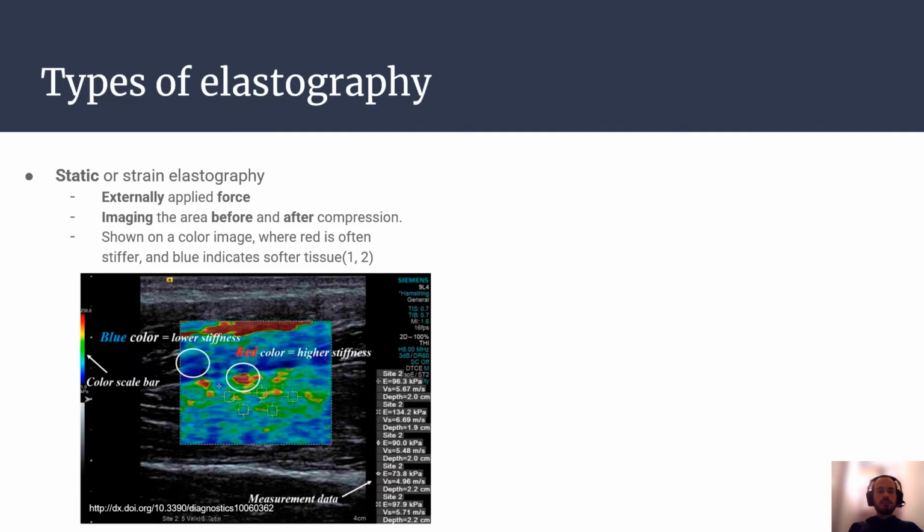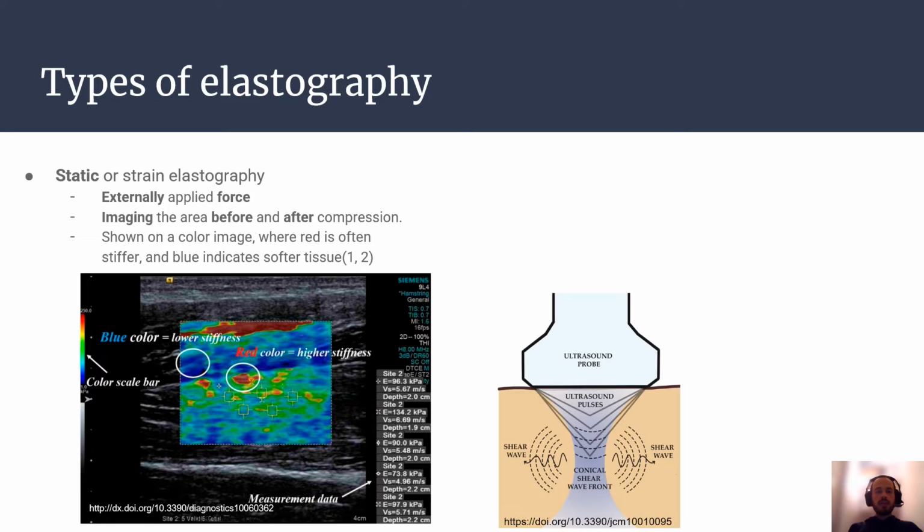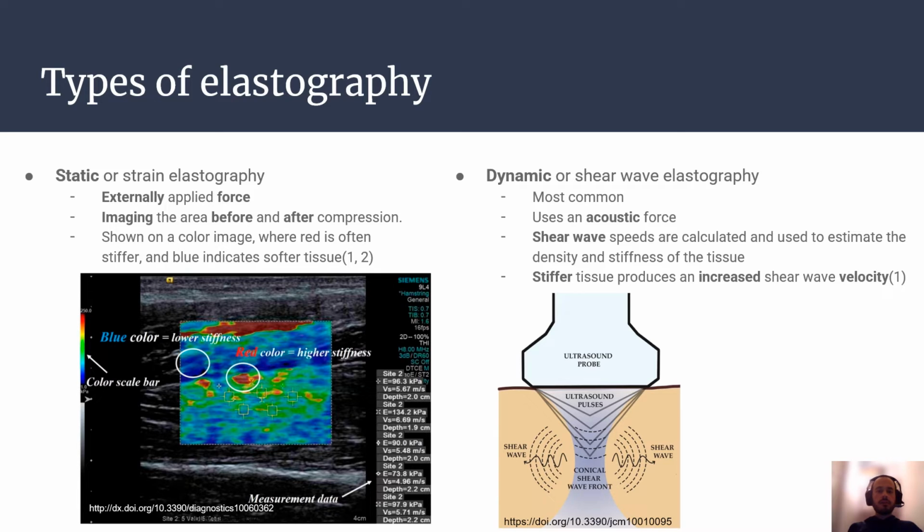The other type is the more common dynamic or shear wave elastography. This type uses an acoustic force generated by the ultrasound system. This force creates shear waves, as shown here in this image. These shear waves are created along the sides of the tissue being examined. Speeds of these waves are calculated and used to estimate the density and stiffness of the tissue. The stiffer the tissue, the higher the speed of the shear waves.